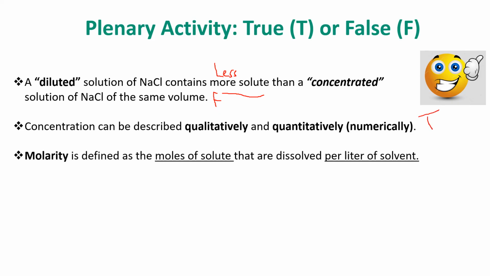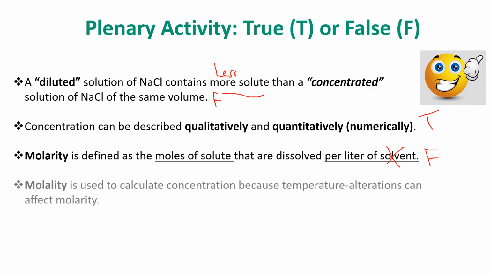Molarity is defined as the moles of solute that are dissolved per liter of solvent. You might think it is true, but it is false because we said per liter of solution, so this is wrong. Molality is used to calculate concentration because temperature alterations can affect molarity. That is true because temperature affects volume and molarity depends on volume.